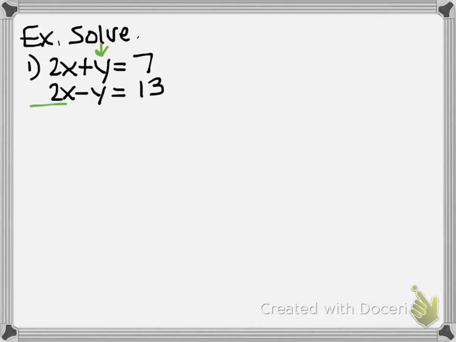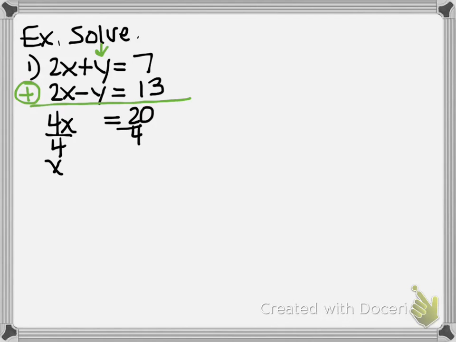So what we do is we just go ahead and add our equations together. So 2x plus 2x is 4x. Y plus negative y eliminates, they cancel out, and 7 plus 13 is 20. We divide both sides by 4, and we get x equals 5. So that's half of our answer.